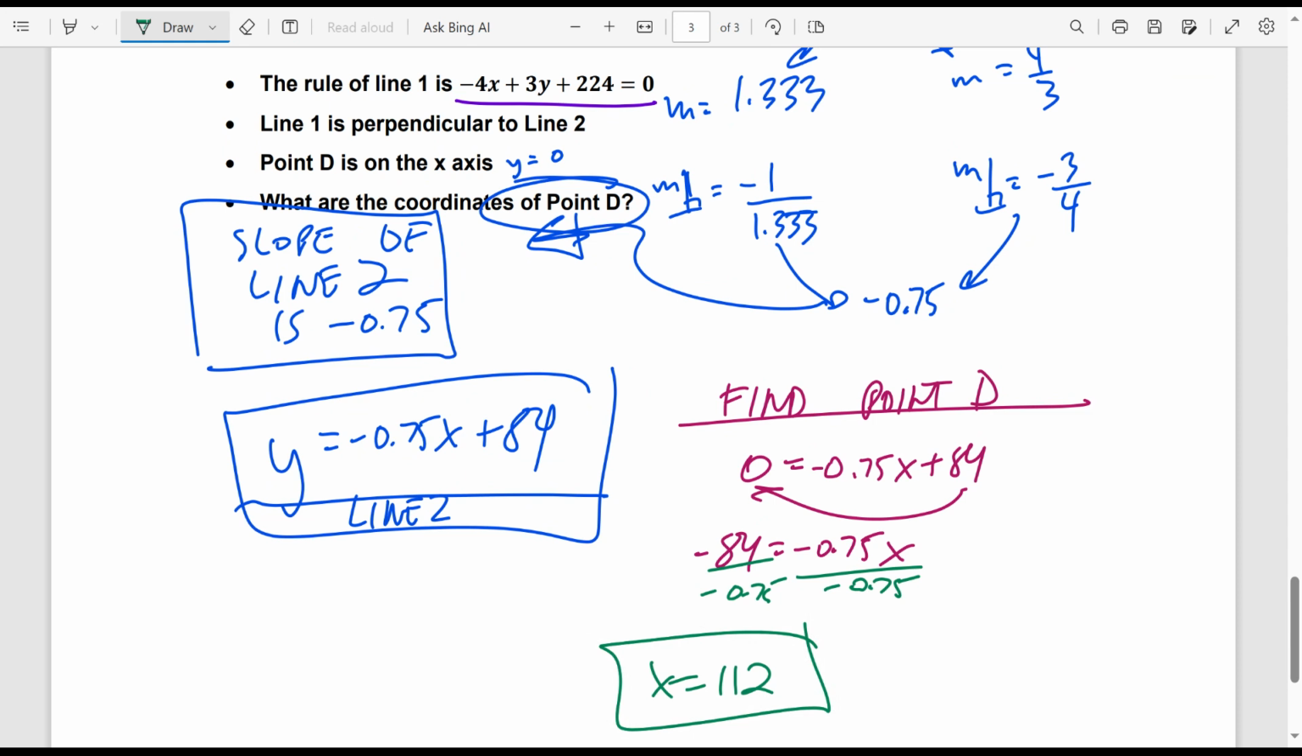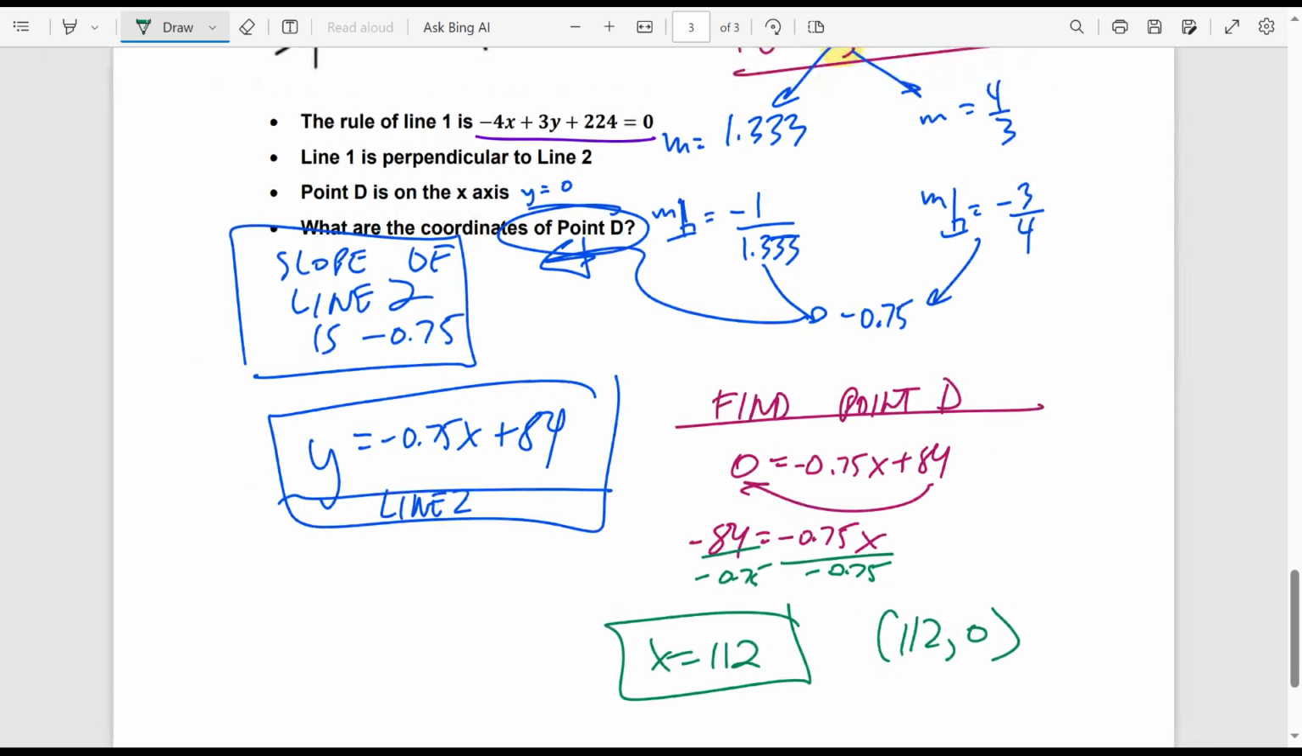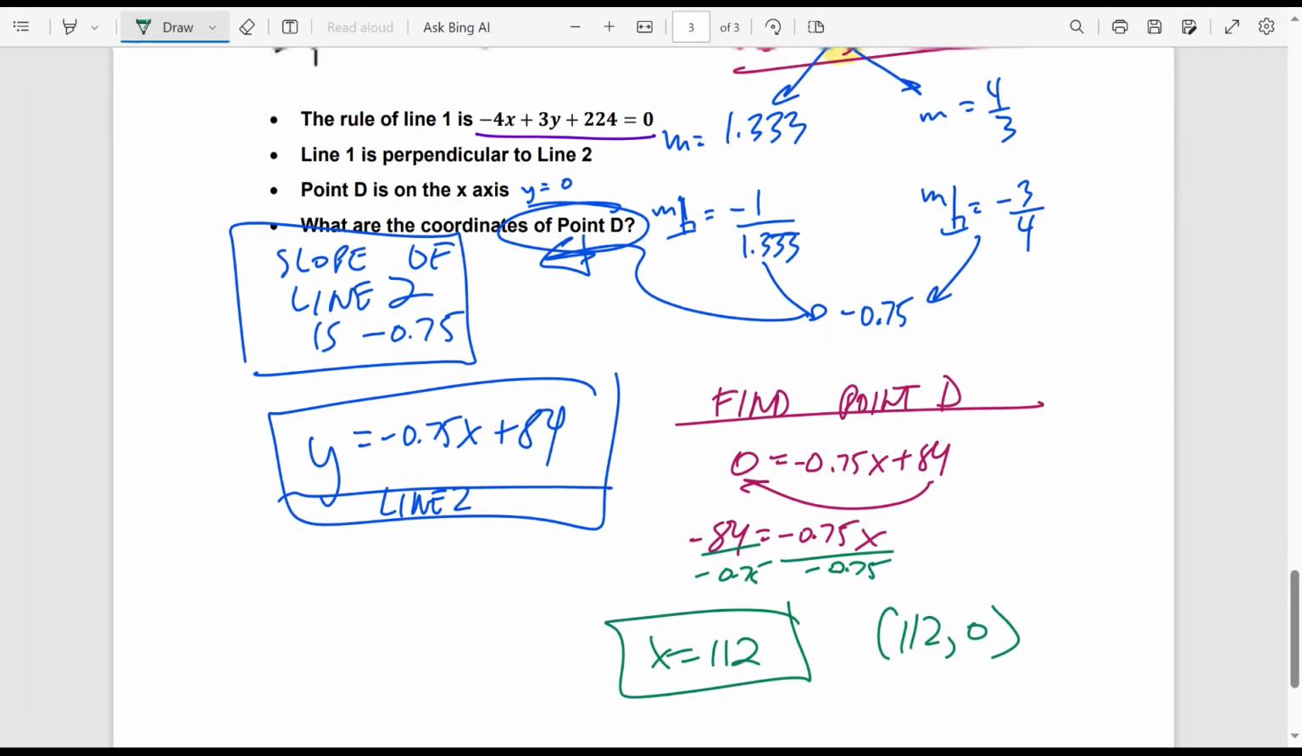So if I wanted to be a stickler, and let's just say this was Yanni writing the test, okay? Technically, the final answer is 112 and 0, because it says, what are the coordinates of D? So that's technically the coordinates. If you found x is 112 and went through all this, holy cow, I'd be so happy. So I may have just probably given it to you anyway. But technically, those are the coordinates.